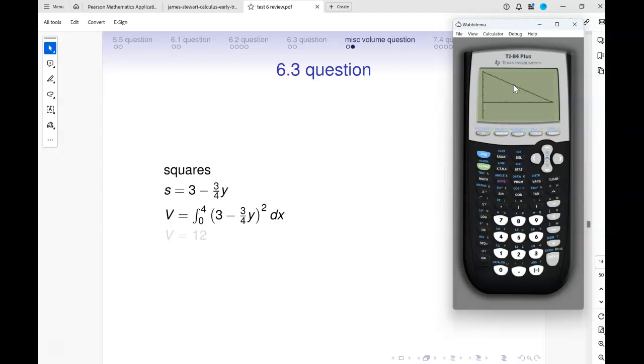The other bound is 4 because that's the highest. That's because we're slicing on the y. So we start slicing at y equals 0 and keep slicing until we get to 4, because after that, there's nothing left to slice.